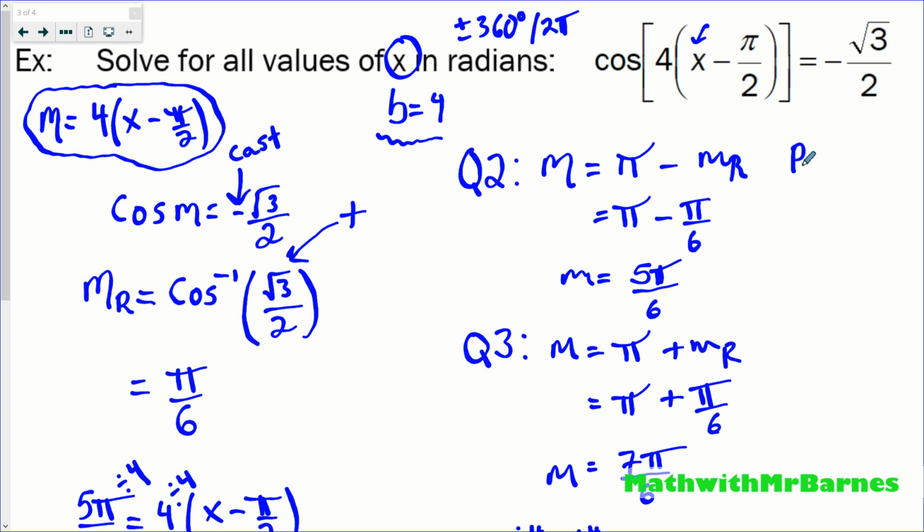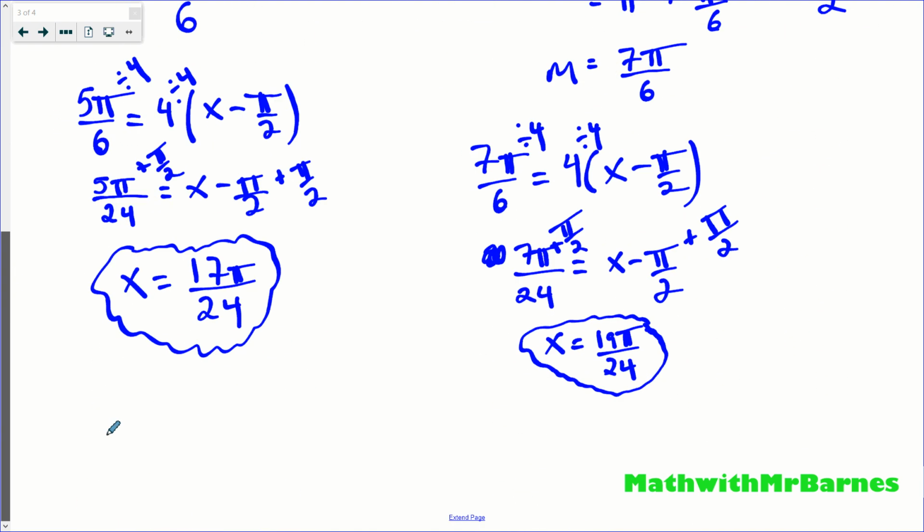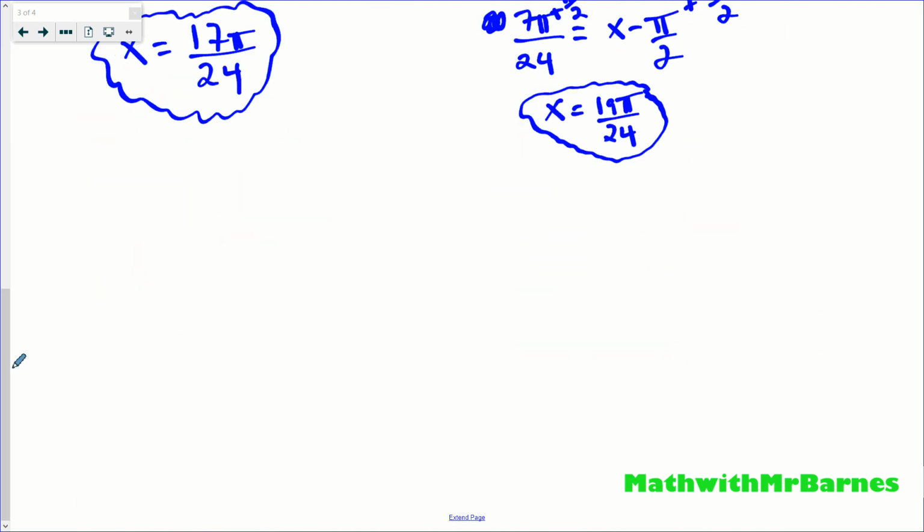So over to the side, I'll just do the period. And I'm running out of space. So the period is always very simple, 2 pi divided by your b value. So 2 pi divided by 4 is pi over 2. There it is. And that's my period. That's what I'm going to add and subtract. So I'll go all the way down here, and I'll write my piecewise function out.